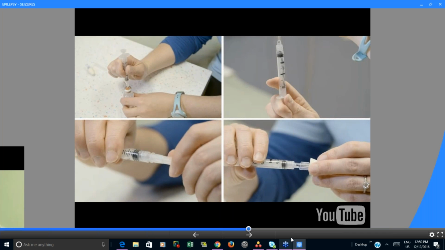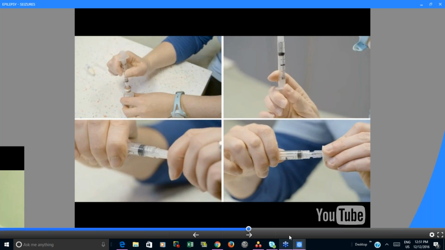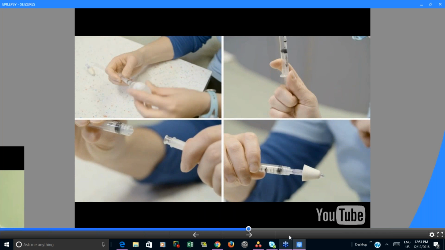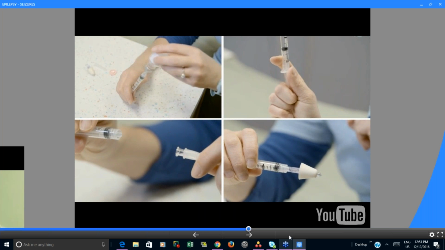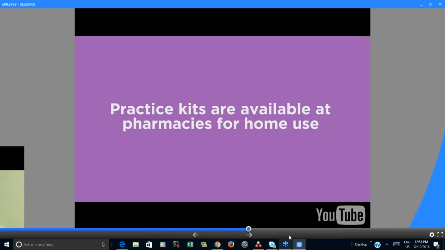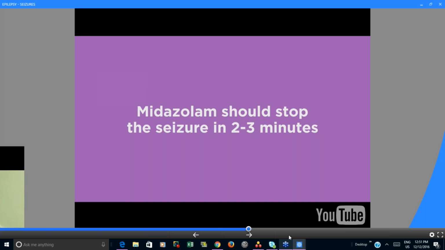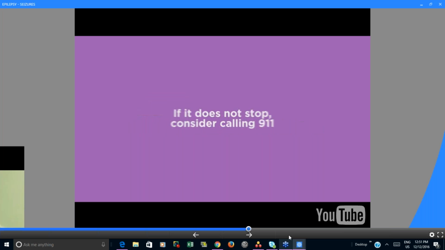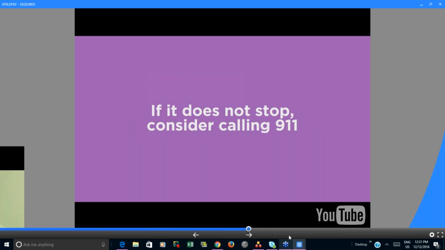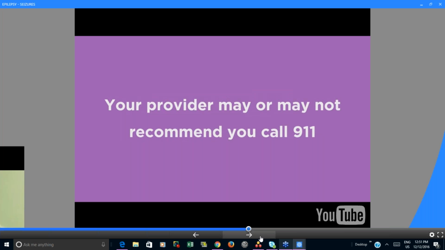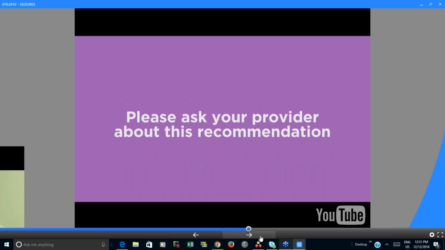The more often you practice these steps with water, the easier it will become, and you'll feel confident and calm if you ever need to give your child the medication. There are practice kits available for purchase at some pharmacies if you would like to practice administration at home. Nasal midazolam should stop the seizure within 2 to 3 minutes. If it does not stop, you should consider calling 911. Your provider's office may or may not recommend you call 911. Please ask your provider about this recommendation.